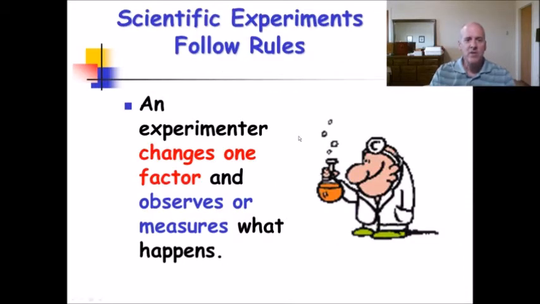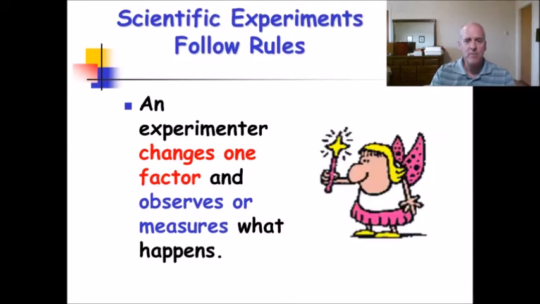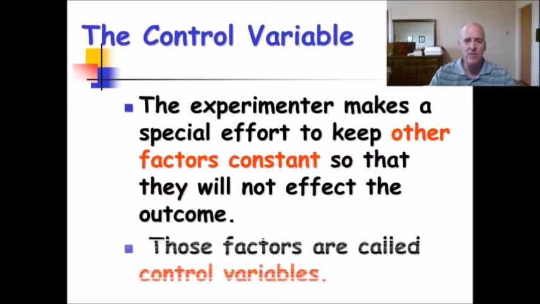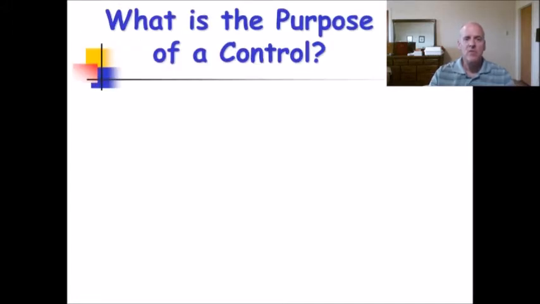Okay, so an experiment changes one factor and observes or measures what happens. The experimenter makes a special effort to keep other factors constant so that they will not affect the outcome. These are called the control variables. They're not being tested. We want to keep those the same. Okay, so why must an experiment have only one variable? So what is the purpose of a control?